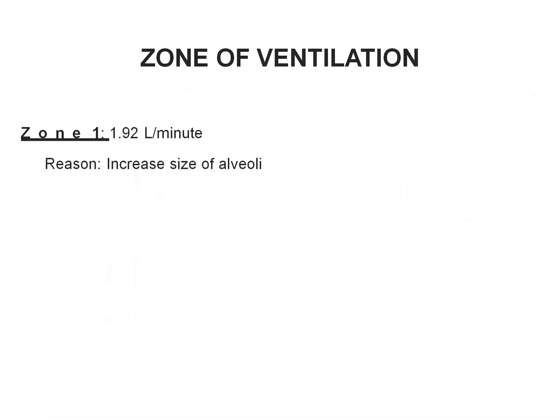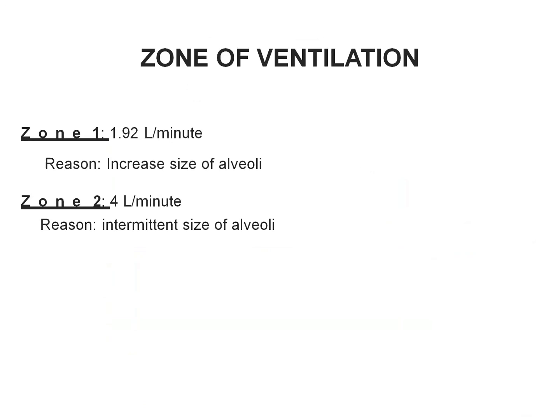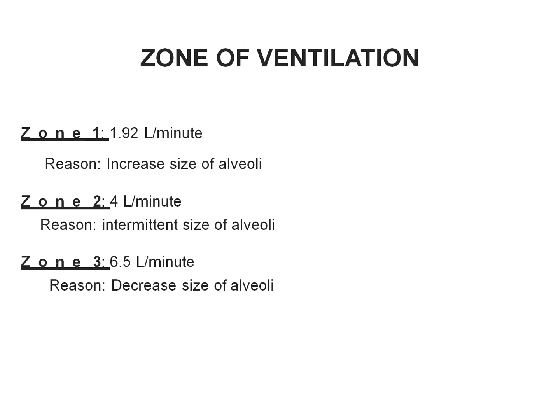So we have seen the zones of perfusion. Now we are going to see the zones of ventilation. Zone 1 has ventilation of around 1.92 liters per minute, and this is at the apex level. The reason is the increased size of alveoli at the apical region. Then zone 2 is 4 liters per minute, with intermediate size of alveoli, whereas zone 3, at the base of the lung, has smaller alveoli, and so the ventilation will be more, 6.5 liters per minute.